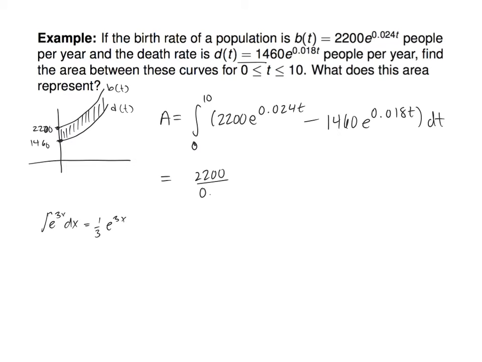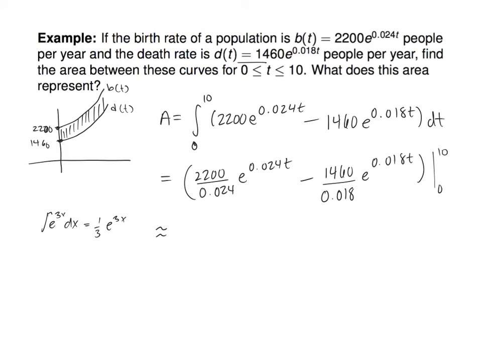2,200 over 0.024 e to the 0.024t, right? Minus 1460 over 0.018 e to the 0.018t. And at this stage, definitely use technology.